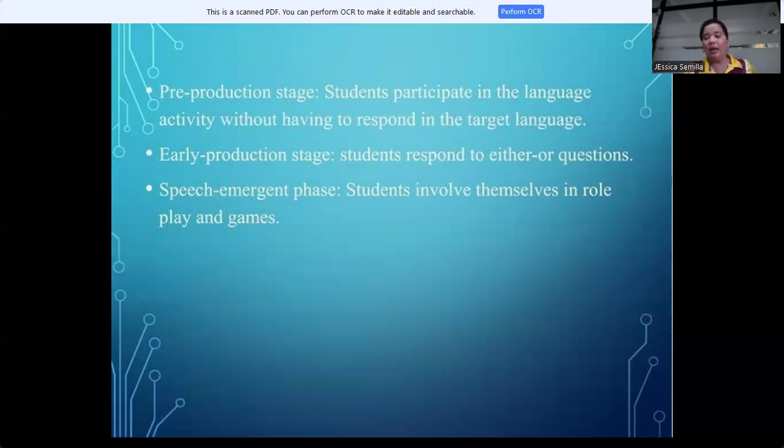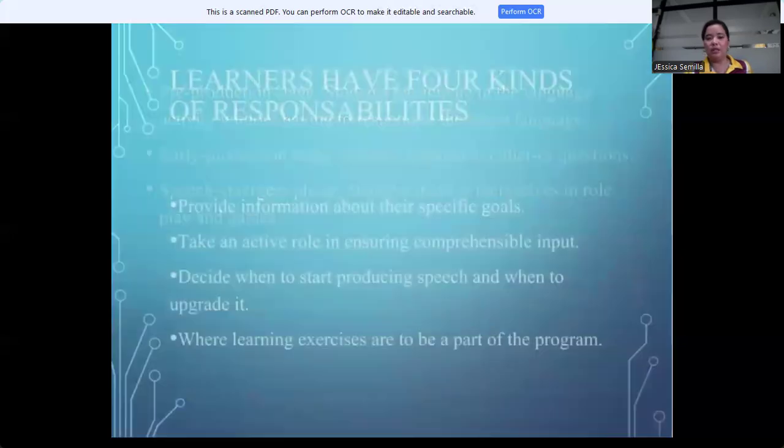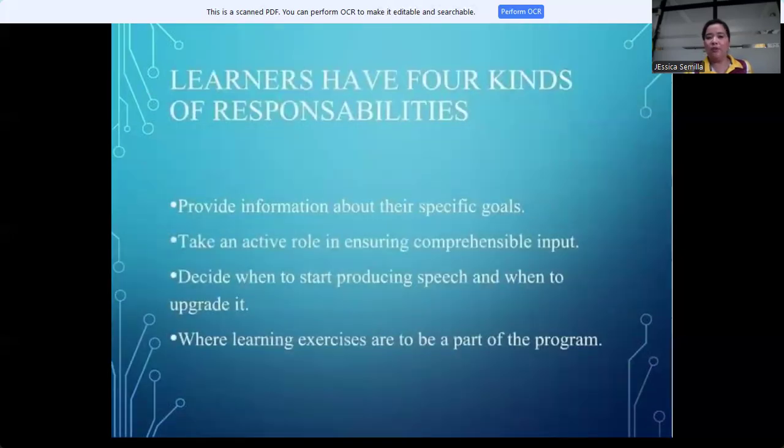If you look at it, the social, cultural, and cognitive development are also presented in the different stages. So in the natural approach, they are very particular about what the learners can do depending on the different stages. Learners have four kinds of responsibilities. I'm sorry if there are typographical errors in the presentation because I just adapted it from Google. But learners have four kinds of responsibilities.